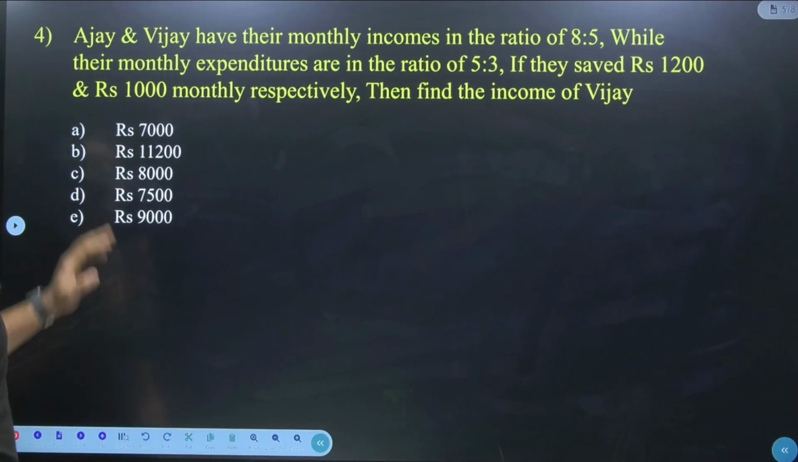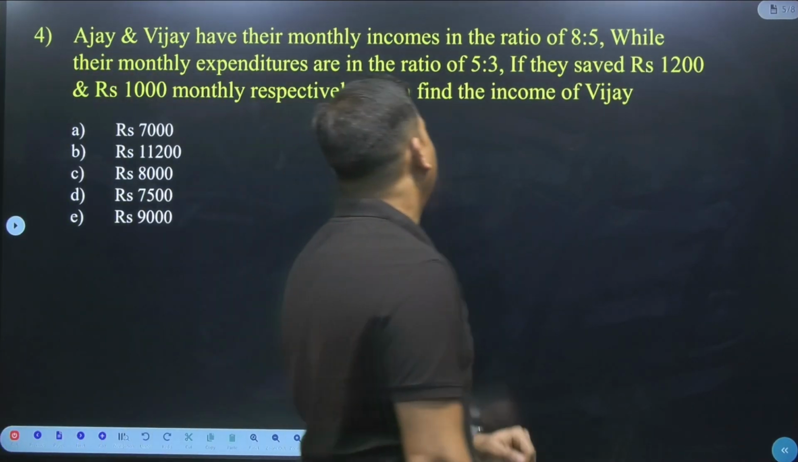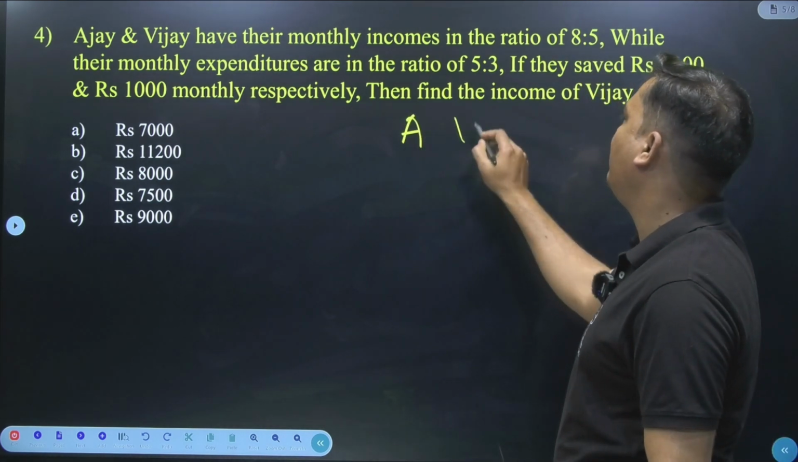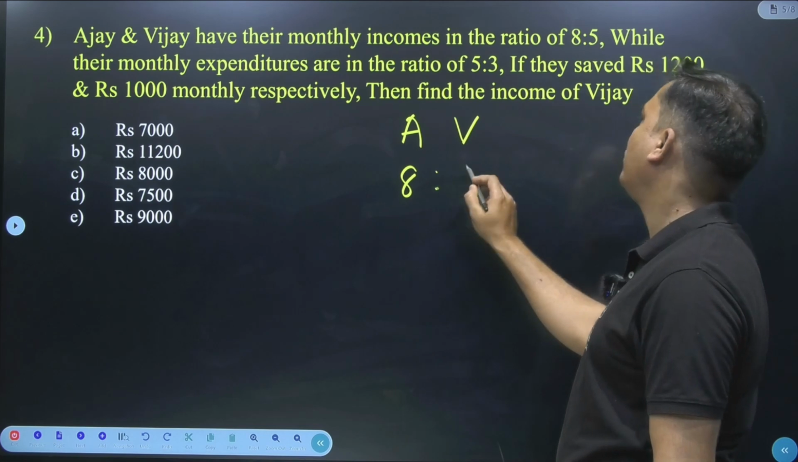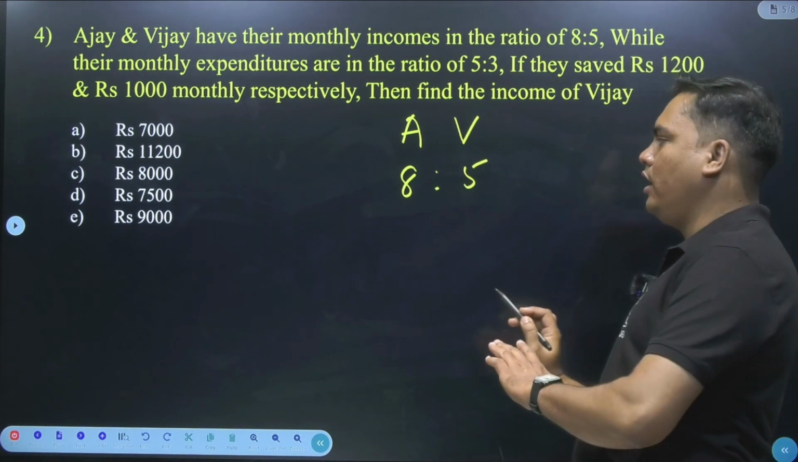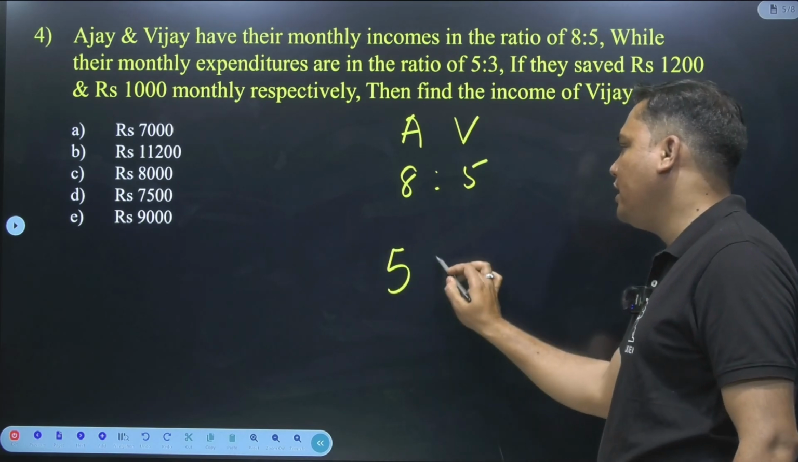What is the question? Ajay and Vijay have their monthly incomes in the ratio 8:5, while their monthly expenditures are in the ratio 5:3. Okay. Monthly expenditures are in the ratio 5:3.